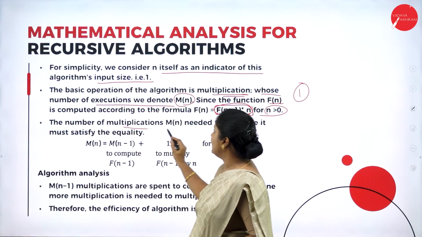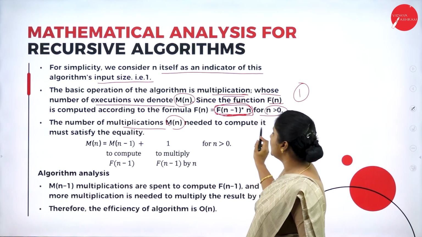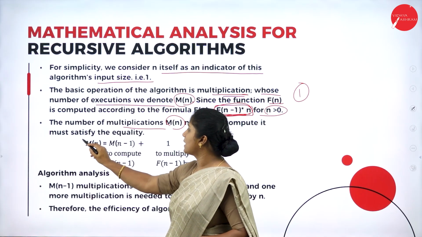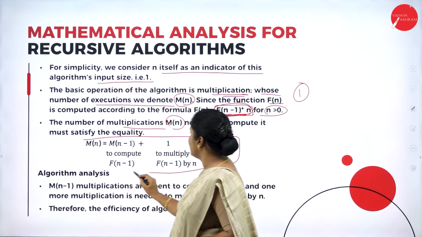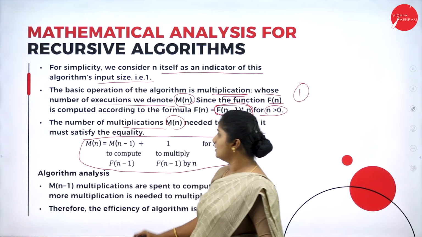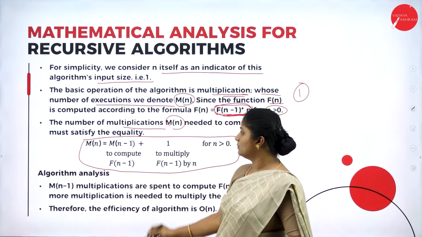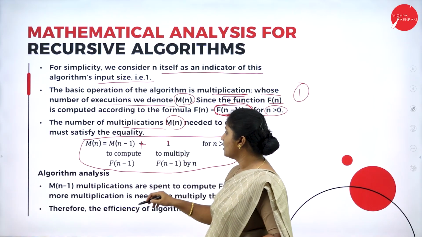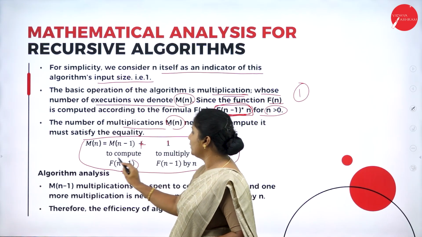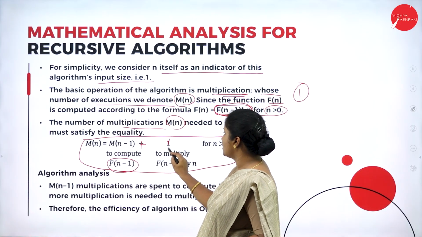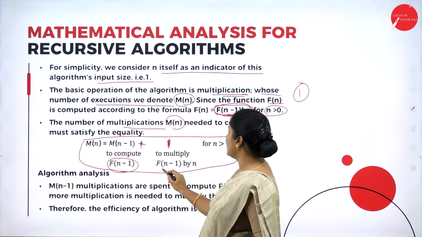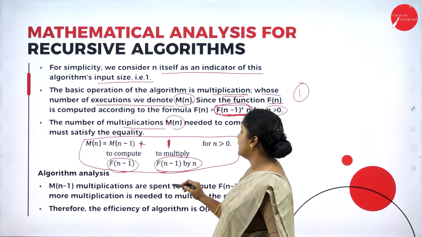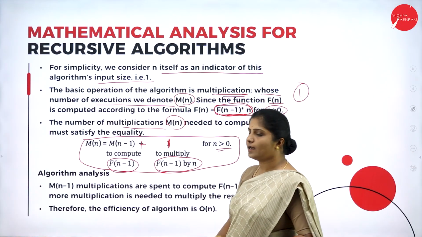The number of multiplications, that is M of n, is needed to compute it. Hence, we can write the recurrence for this recursive algorithm like this: M of n equals M of n minus 1 plus 1. Why M of n minus 1? To compute f of n minus 1. For this, we are adding 1 to multiply f of n minus 1 by n, for all n greater than 0.